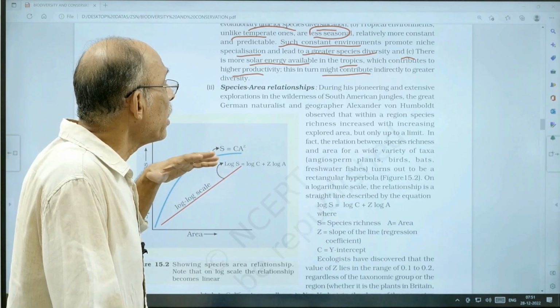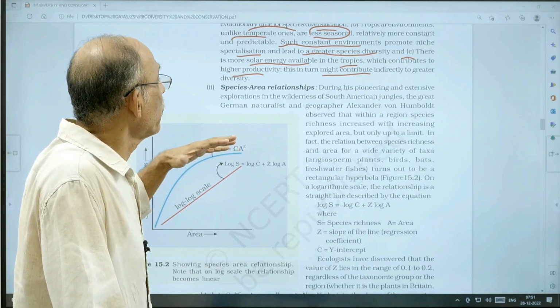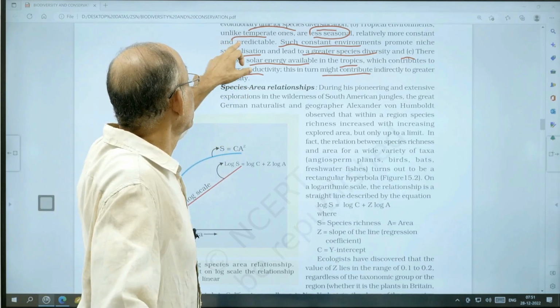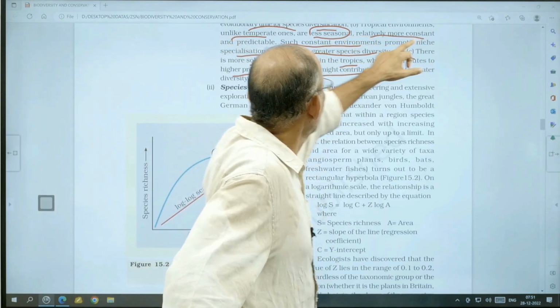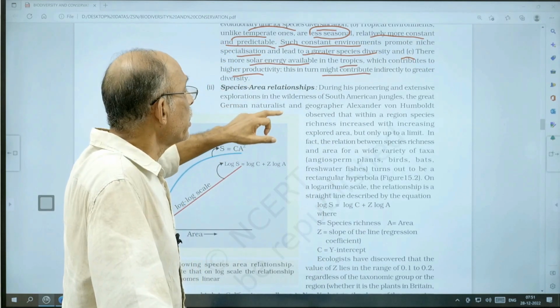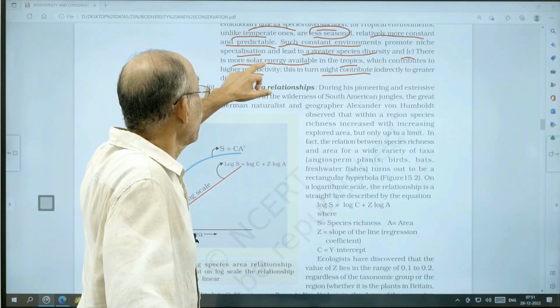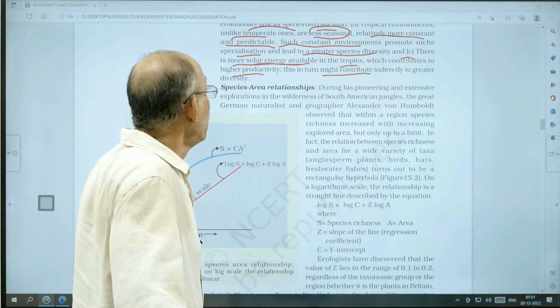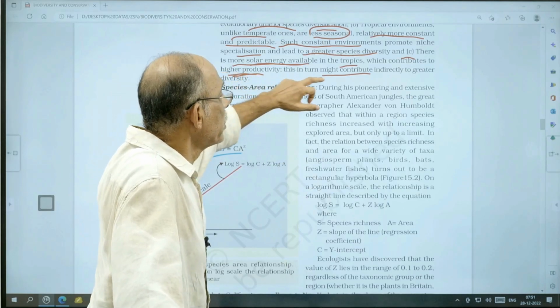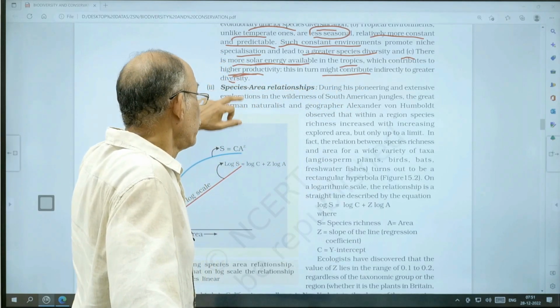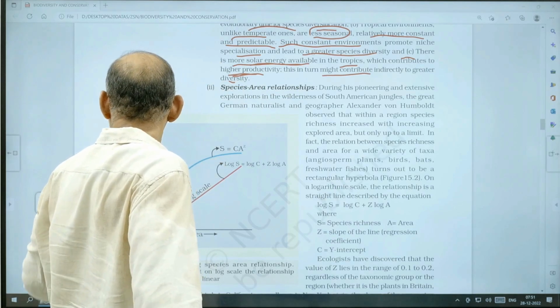First is undisturbed evolutionary time for species diversity. Second is the climate, with relatively more constant and predictable climatic conditions. And third is more solar energy in the tropical regions, which contributes to higher productivity, which in turn contributes to greater diversity. Now, what is meant by the species-area relationship?